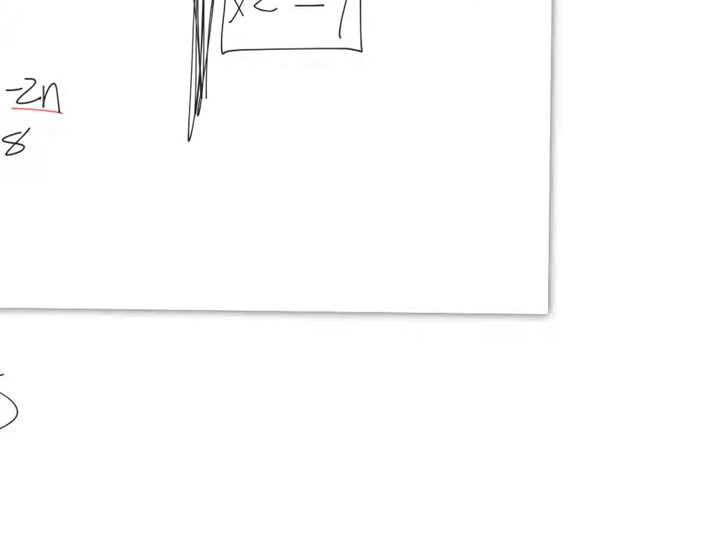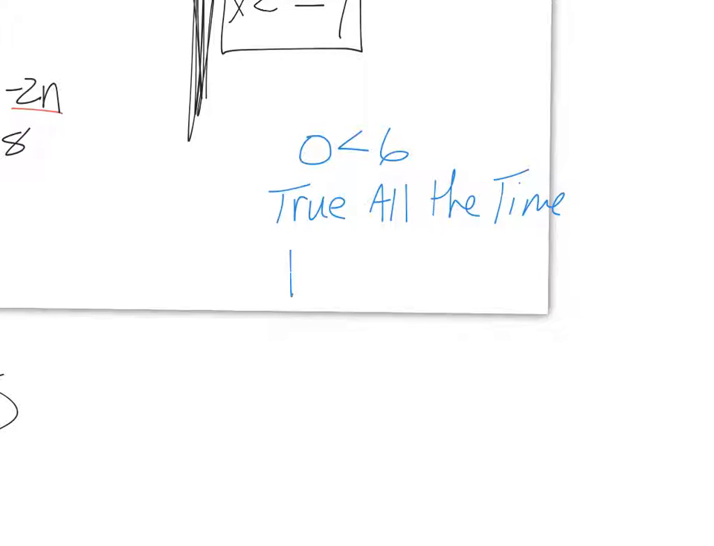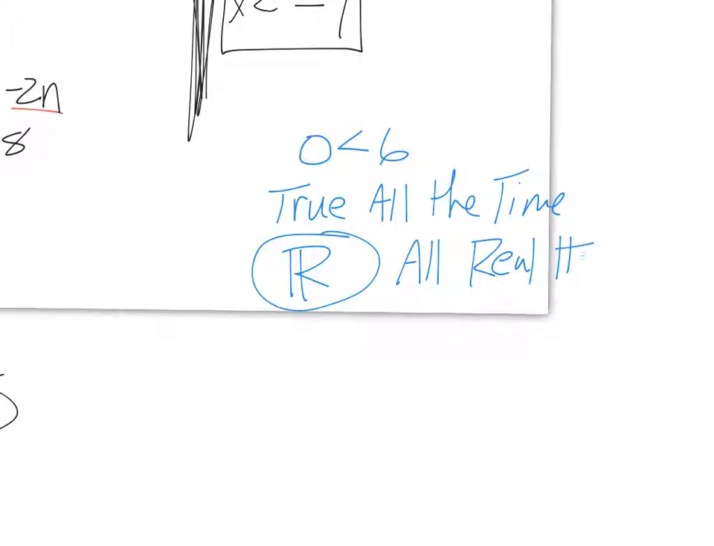In an inequality statement, if you get a statement that's true, so let's say all your variables cancel out, and you get a statement like 0 is less than 6, that is a true statement, and it is true all the time. So if you get a statement that is true all the time, then your answer is all real numbers, which means you're going to shade the inequality bar all the way across and put arrows on both ends.